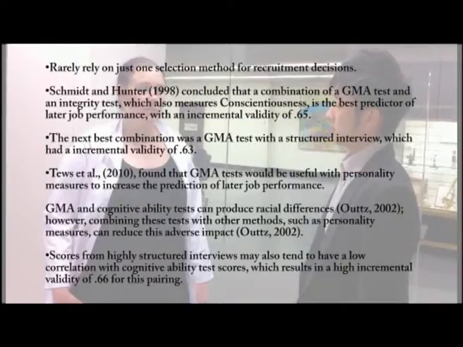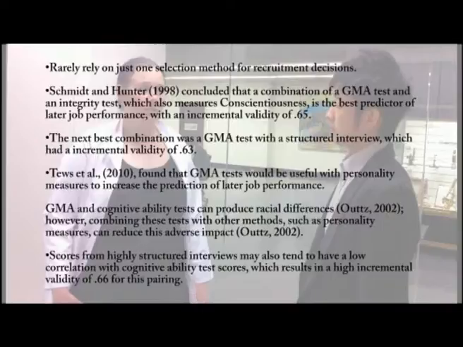Employers rarely rely on just one selection method for their recruitment decisions. In the meta-analysis carried out by Schmidt and Hunter, it was concluded that a combination of GMA tests and an integrity test, which also measures conscientiousness, is the best predictor of later job performance, with an incremental validity of 0.65. The next best combination was a GMA test with a structured interview, which had an incremental validity of 0.63.